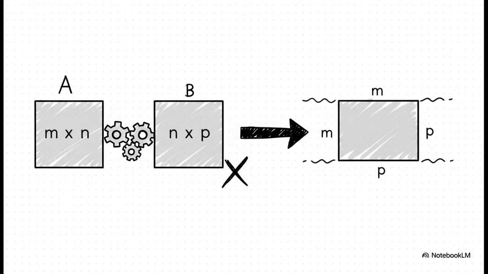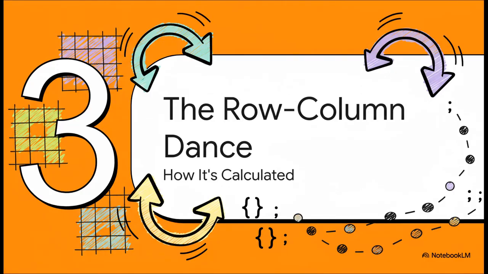Let's look at it another way. Say matrix A is m by n, and matrix B is n by p. See how those inner dimensions, the n, have to match up? It's like they link together and then cancel each other out. Because the new matrix you get is going to take its shape from the outer dimensions, becoming m by p. Okay, so our matrices are compatible. They're allowed on the dance floor.